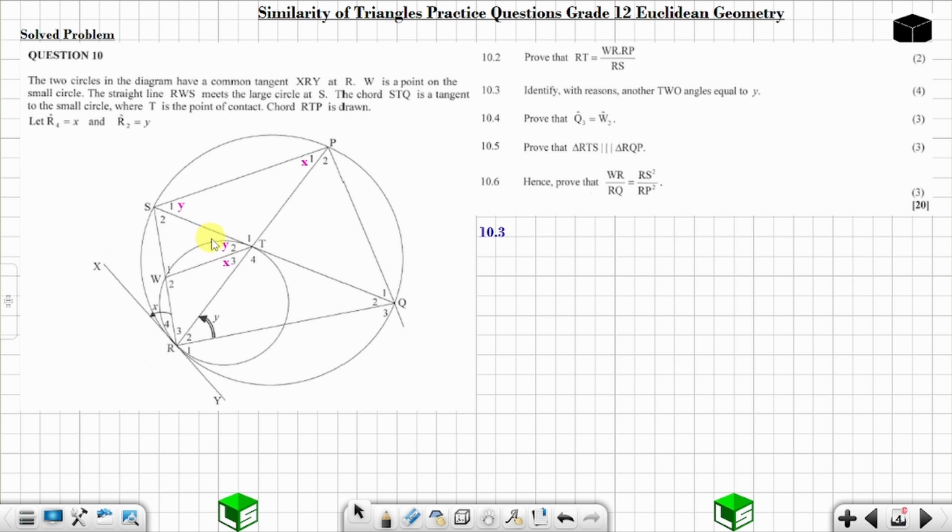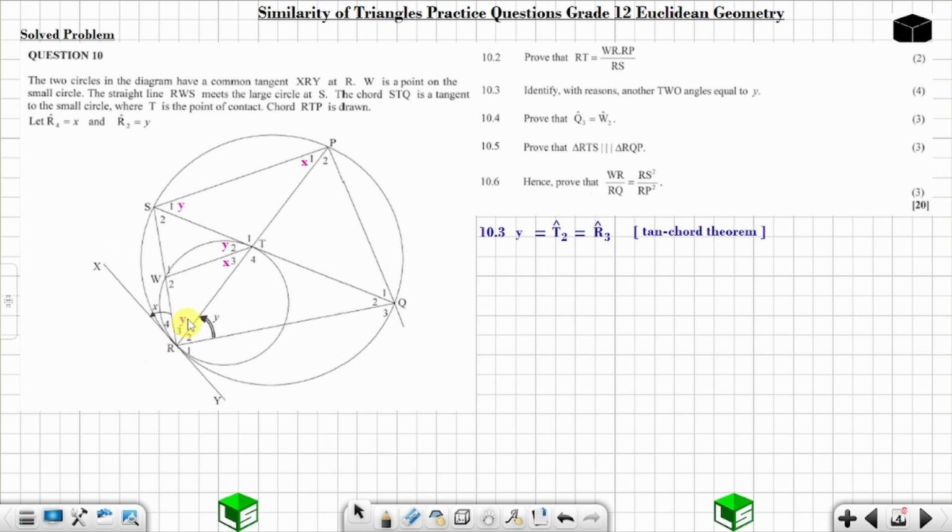So you are going to have another angle in the alternate segment, okay, from the same chord. You have this angle at the circumference from the same chord. So this angle is equal to y, okay. So y is equal to angle T2, and it is equal to angle R3, okay. So this is another angle which is equal to y using the tan-chord theorem, okay. So this angle is y.